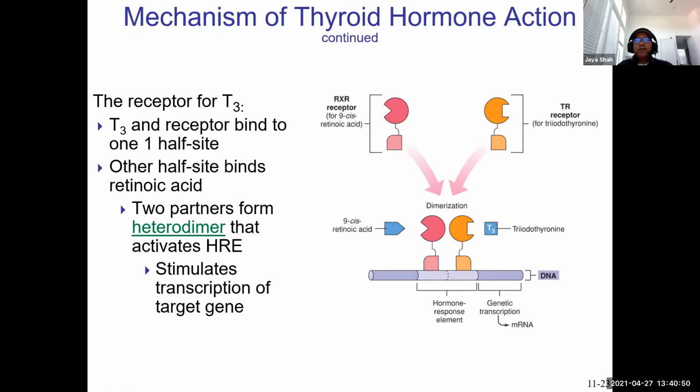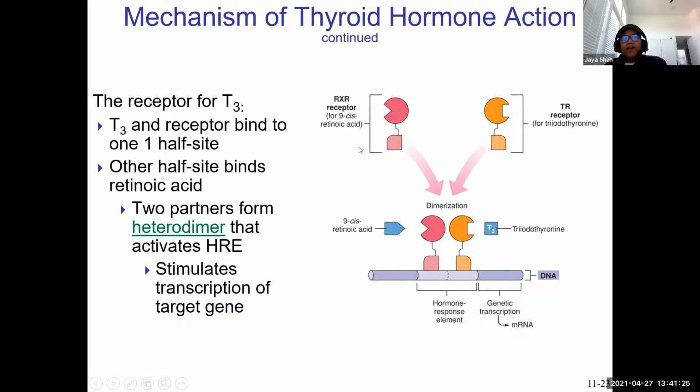Okay. This is another one. So here is thyroid. The thyroid hormone receptor is binding here. And then this domain is binding with the DNA. Here is 9-cis-retinoic acid. This is a derivative of vitamin A. Vitamin A is like a hormone. It also binds with a similar receptor. You see?